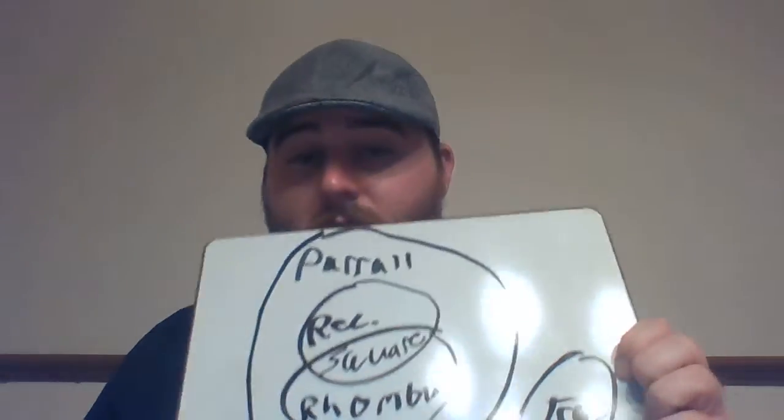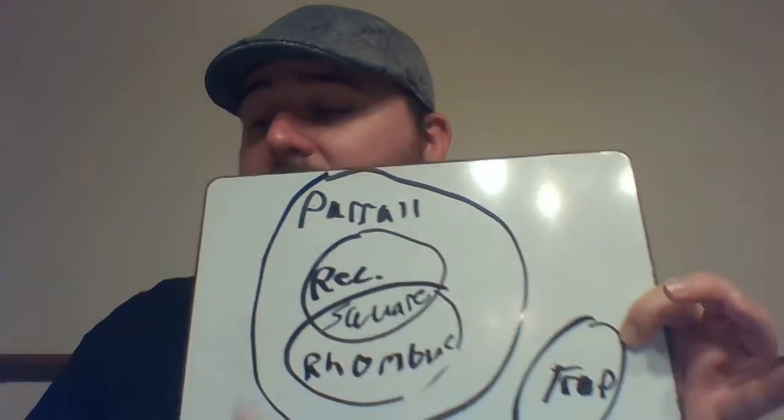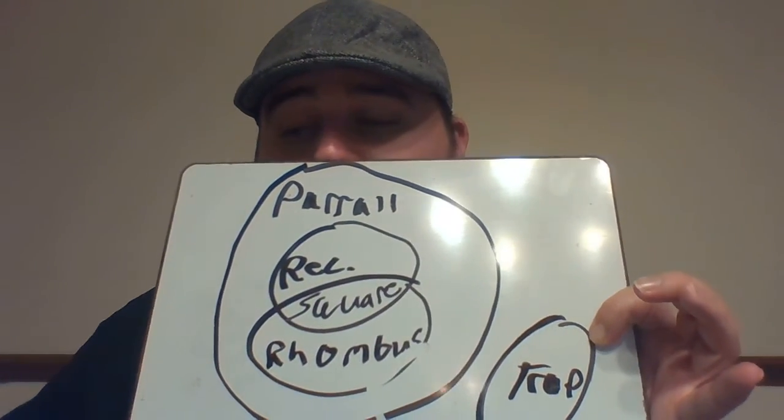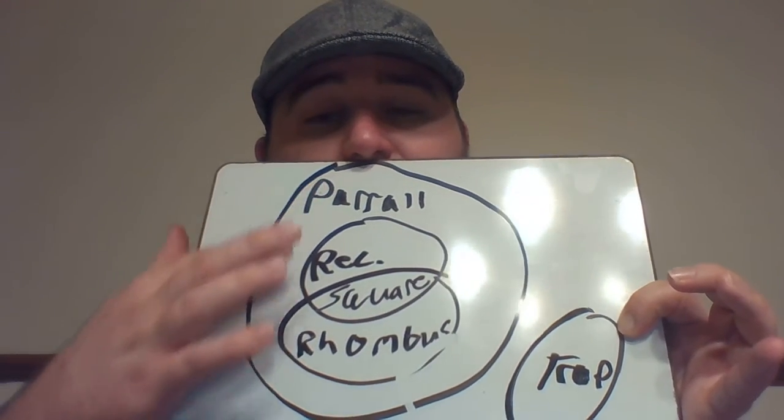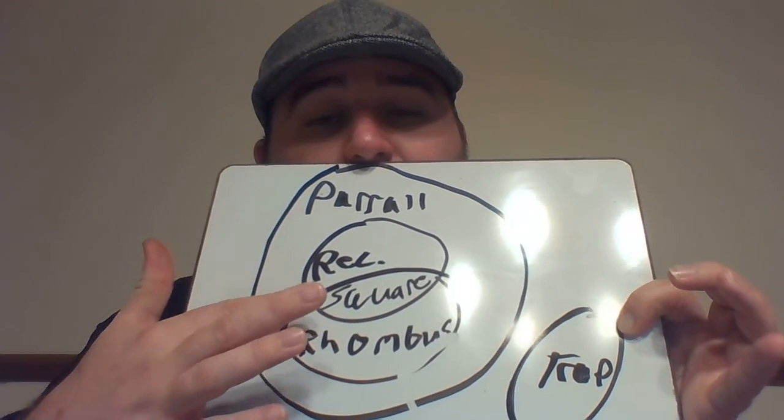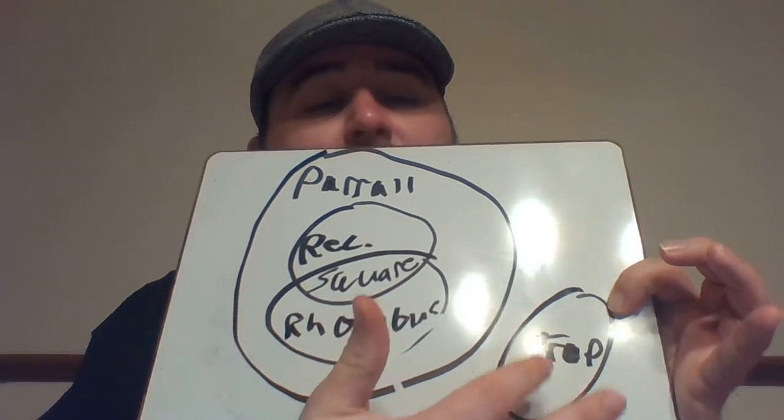So I want you to think about that. So parallelograms connect everything. Which subgroup would our shapes that are shown fit in? Would they fit in parallelograms, rectangles, squares, rhombus, or trapezoids? So I want you to think about that. And then, okay, let's look at number 3.